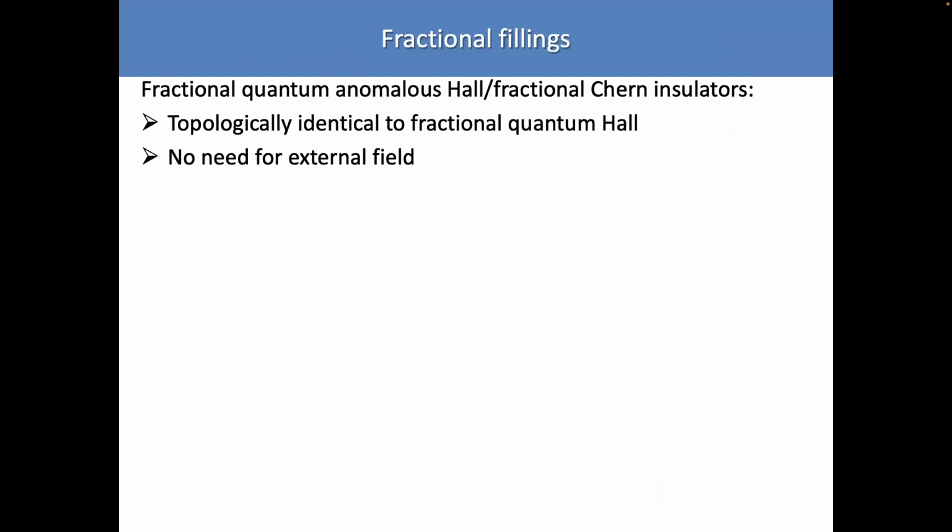Okay, great. So now let's switch to repulsive interaction and fractional filling. For fractional filling and repulsive interaction, again, we know what's going to happen. We will see a fractional quantum anomalous Hall state, also known as fractional Chern insulators. Basically, this state is the same as the fractional quantum Hall state we see in Landau levels at fractional filling, but it is realized without external magnetic field, without Landau levels.